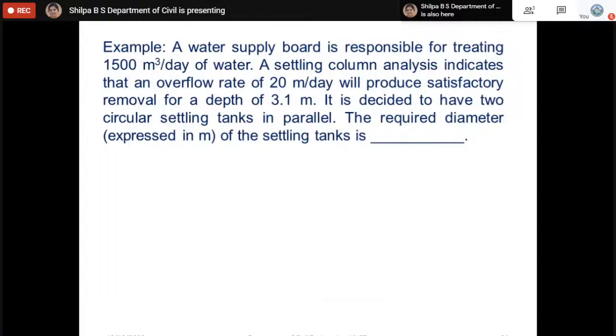So coming to the next example, a water supply board is responsible for treating 1,500 meter cube per day of water. A settling column analysis indicates that an overflow rate of 20 meter per day will produce satisfactory removal for a depth of about 3.1 meter. And it is decided to have two circular settling tanks in parallel. So what is the required diameter of the settling tank? We need to calculate the diameter of that sedimentation tank, and they have given 4 solutions. We need to identify the correct one.